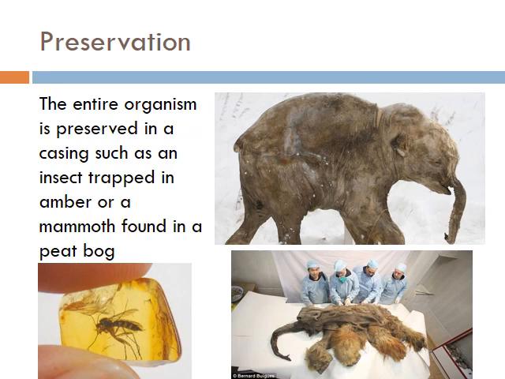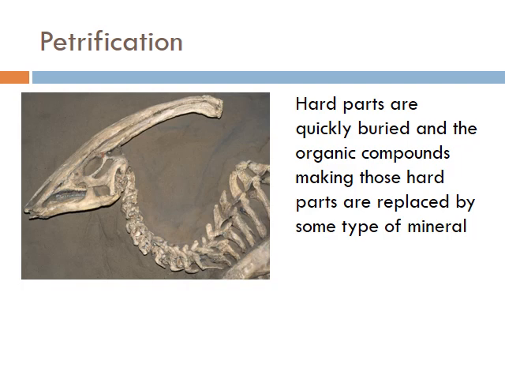That's preservation. And then finally, the one you probably know most about, which is petrification. Hard parts are buried and replaced. So you've got these organic components that are replaced by a mineral. Most people, when you go to a museum and you look at these dinosaurs, that's not Parasaurolophus, is it? I forget what it is.